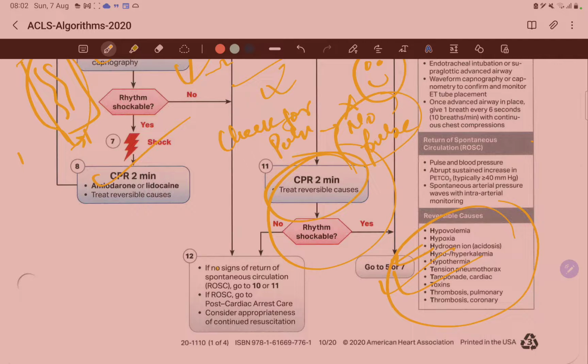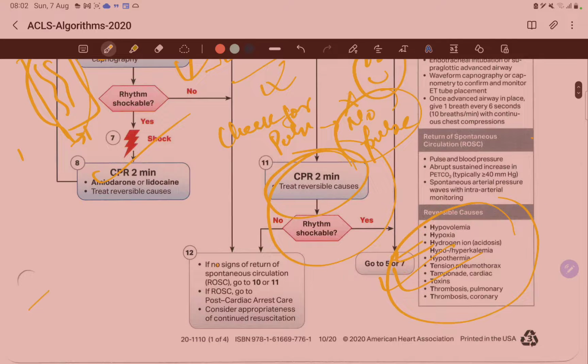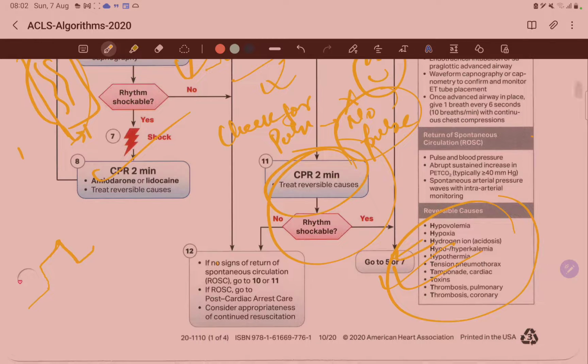ठीक है, तो हम लोग देख रहे थे कि यहाँ पे आपका कैप्नोग्राफी में ऐसे एक वेव्स आ रहा था. ठीक है, it was around 20. ये कंप्रेशन के चलते आ रहा है, ऐसे करके आता है.